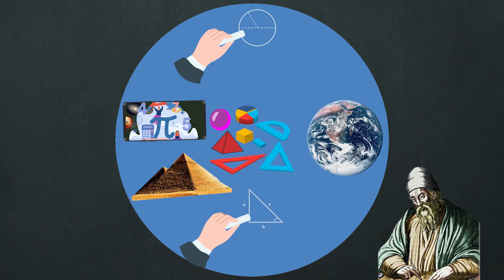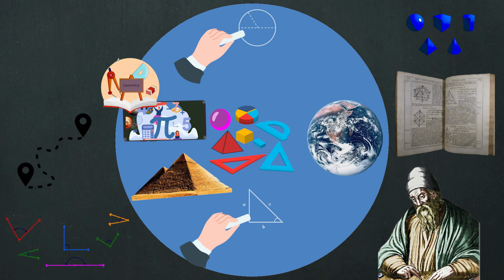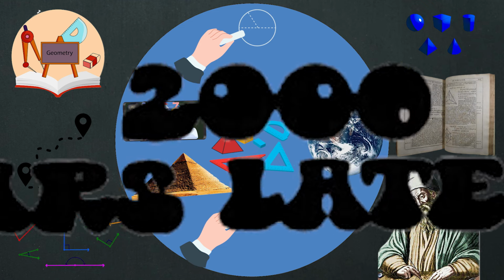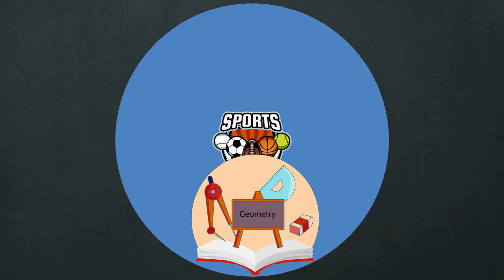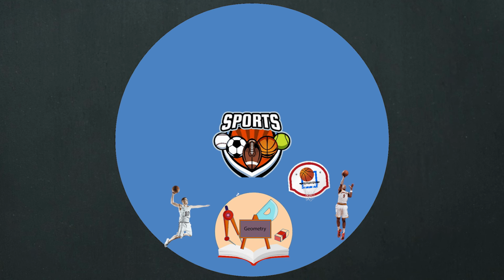One of the founding fathers of geometry, Euclid, wrote Elements, a book that laid out the rules for understanding shapes, angles, and distances. His work became so influential that we still use many of his principles today, over 2,000 years later. Example: in sports, geometry plays a crucial role. For instance, in basketball, players must understand angles to make successful shots. A well-aimed shot from the right angle has a higher chance of going in the hoop.